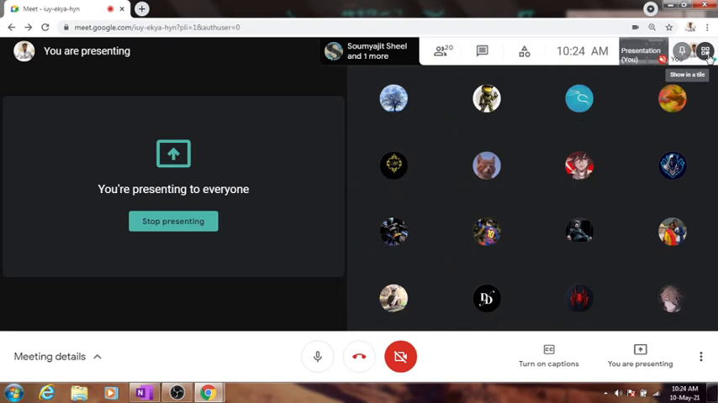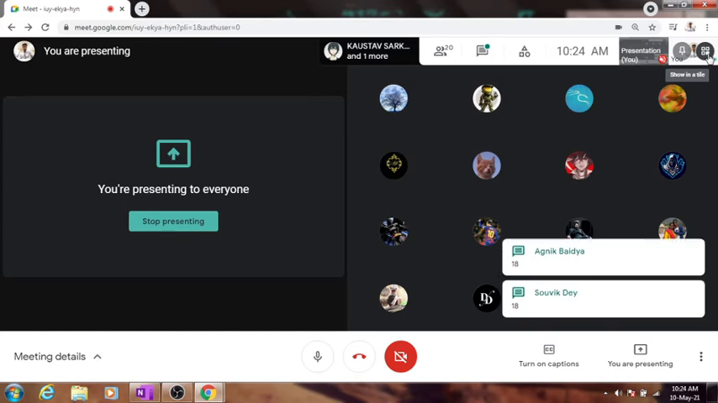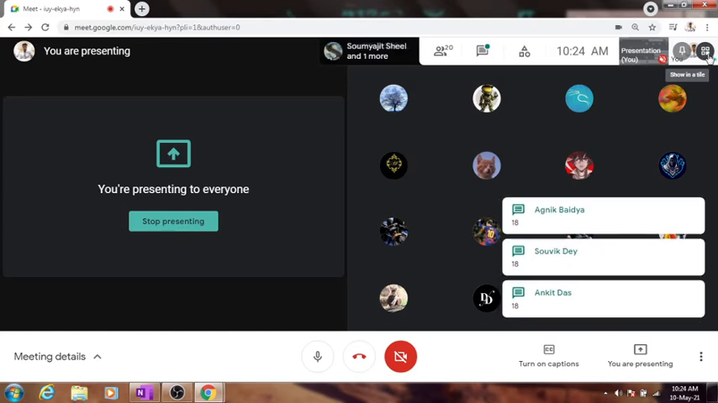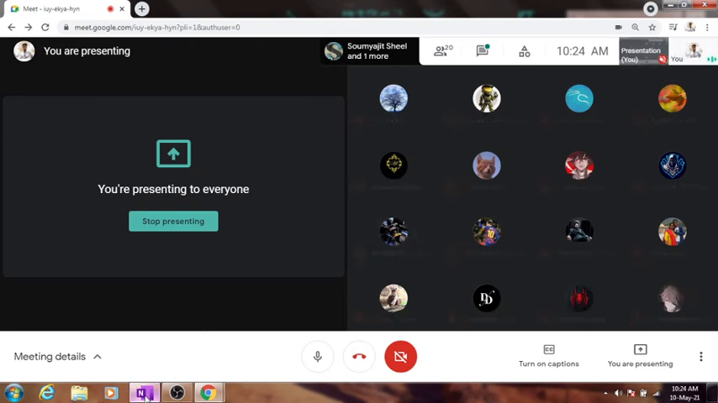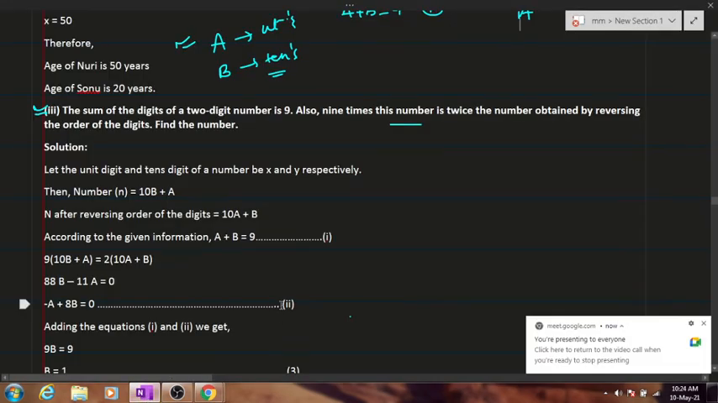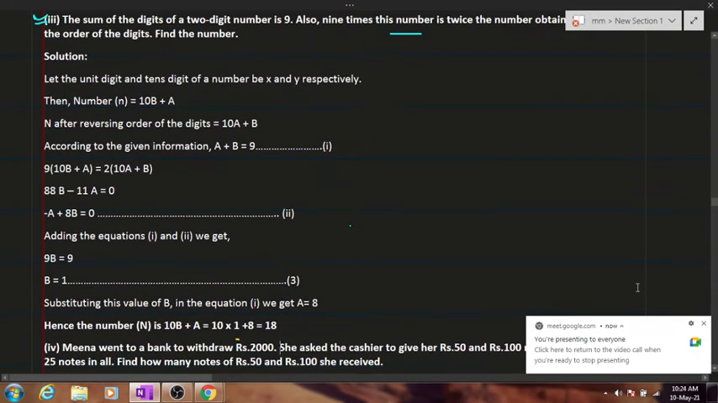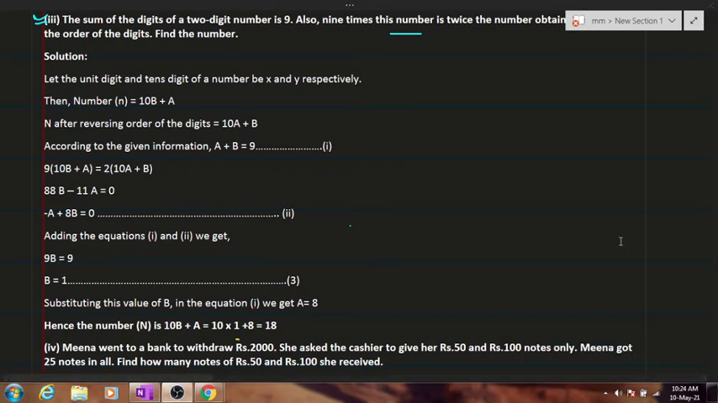Some students might have taken A's value as tens and B's value as units. Agnik, Sovik and Ankit wrote 18. The answer is also 18. Very good, all three of you. This is how the solution looks like, because some students might take A as tens place and B as units place. Then the answers might come different. That time you will get A's value as 8 and B's value as 1.